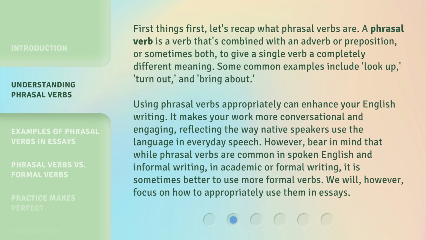First things first. Let's recap what phrasal verbs are. A phrasal verb is a verb that's combined with an adverb or preposition, or sometimes both, to give a single verb a completely different meaning. Some common examples include look up, turn out, and bring about.